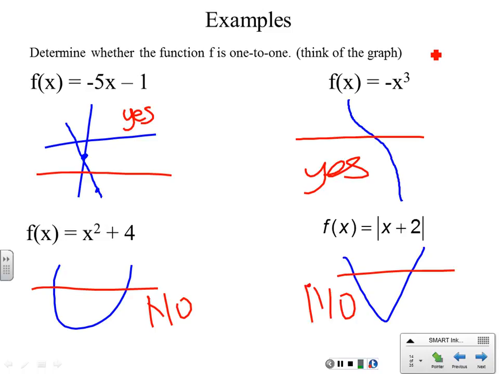Okay. So if I give you a function and I ask you, is it one-to-one? In other words, does it have an inverse? Because that's what you're telling me. You're saying that this one doesn't have an inverse, and this one doesn't have an inverse, because it doesn't pass the horizontal line test. These, however, do have inverses.